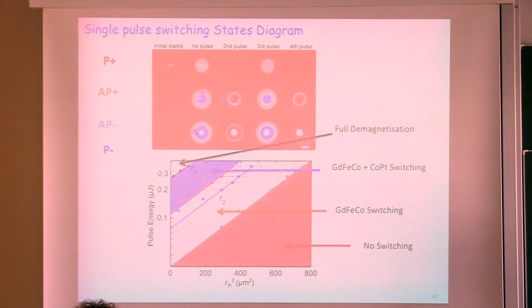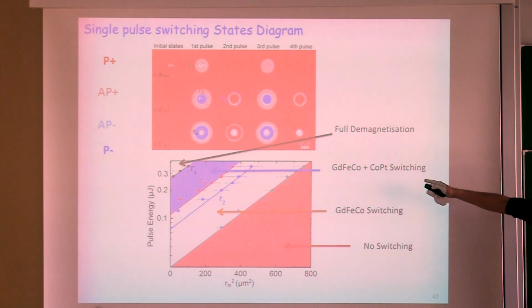So we just did an analysis where we suppose that we have a laser beam which is Gaussian, and we looked at the radius, the distance between the center and this position here, as a function of r squared versus pulse energy, and we could build this state diagram where you can see no switching. Of course, if you are far away from the center and the pulse energy is low, we can have the gadolinium cobalt switching if you are not so far from the center, and if you are close to the center, then we do see the switching of both layers.